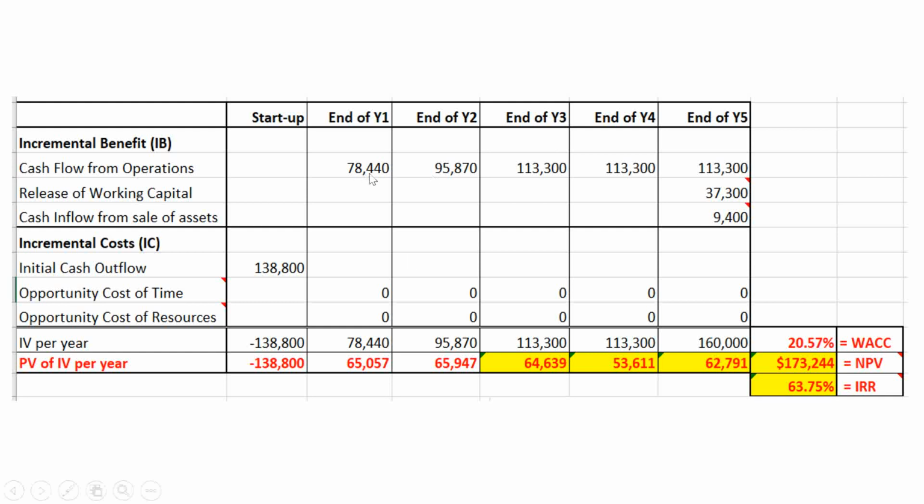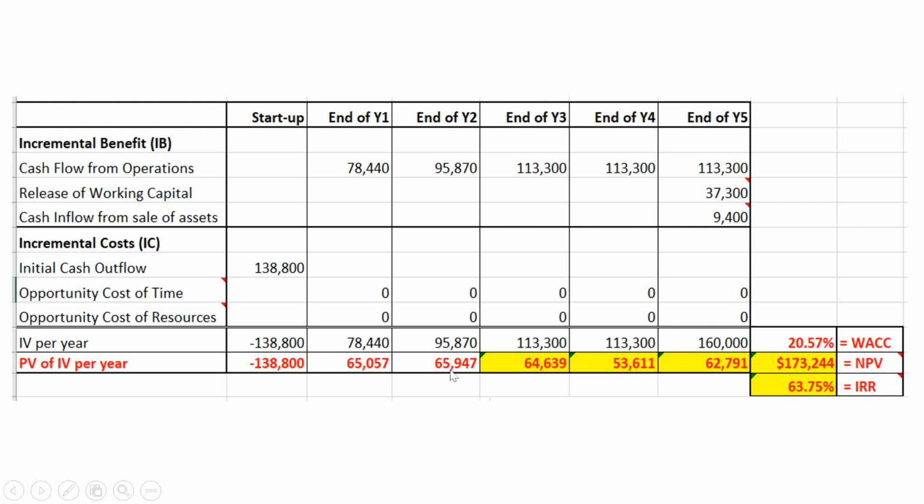Instead, what we say is, okay, if I surrender this payment, and if the bank is trying to make this kind of return, how much will it give? And that's 78,440 divided by 1.2057. That's 65,057. You can borrow against this. Then you surrender the second payment. It's coming after the second year. So it is 95,870 divided by 1.2057 squared. And that's 65,947. You can borrow against this.